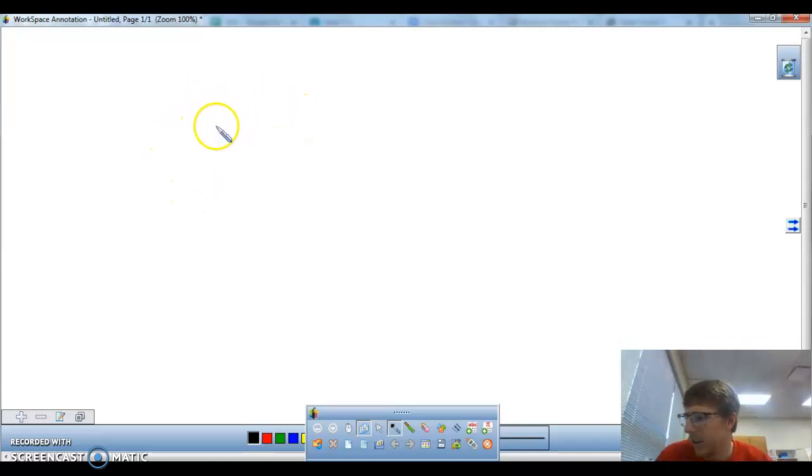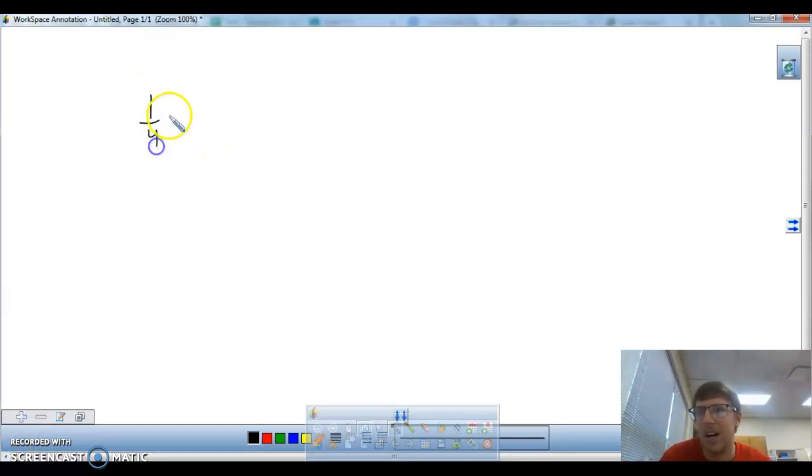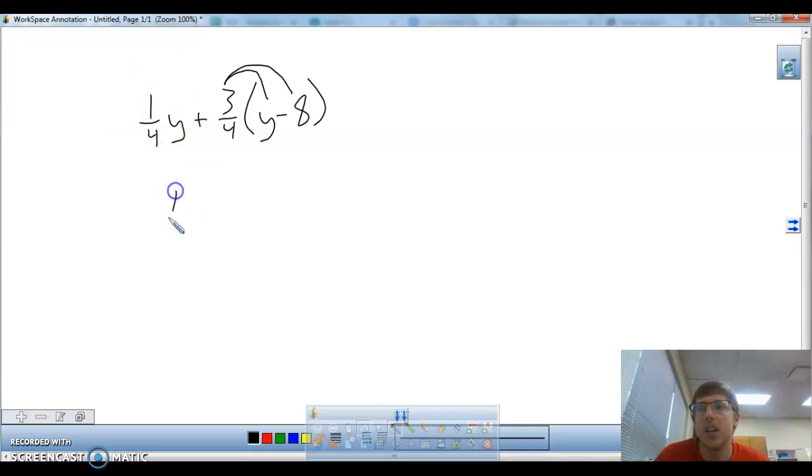All right, so let's go through another one of those that's maybe a little more challenging. Let's see here. I'll pause this while I find a good one. All right, so we got 1/4 y plus 3/4 of the quantity y minus 8. So again, even though these are fractions, it's the same concept as when we were working with whole numbers. If there's anything in parentheses we can take care of, we'll do that first. Right here, there's nothing we can do, right? So we've got to distribute 3/4 to everything. So this isn't going to change. We'll just bring this down.